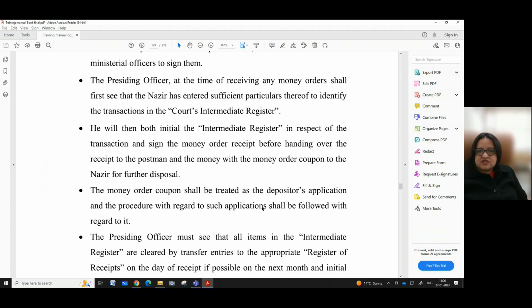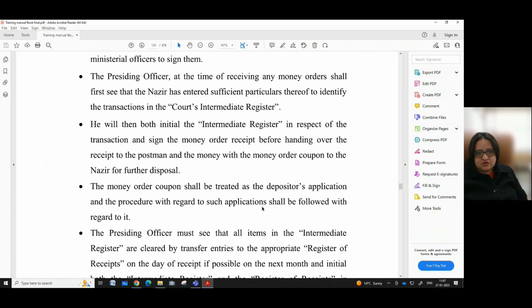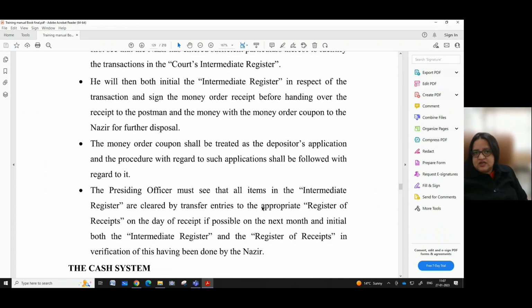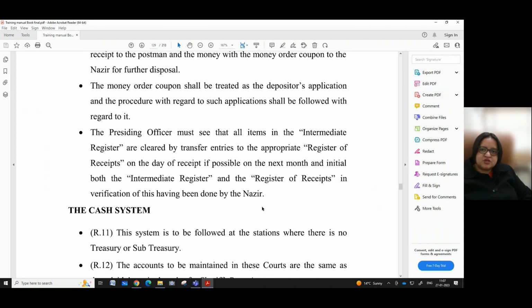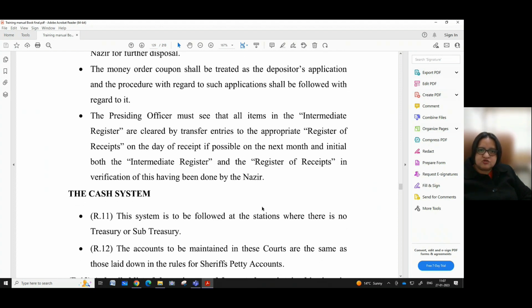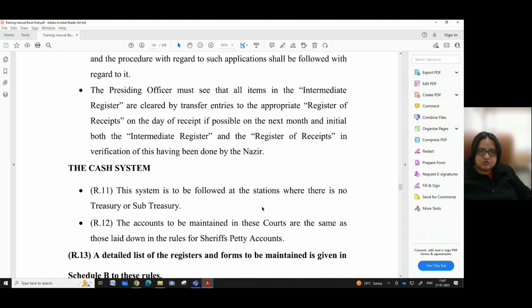The presiding officer at the time of receiving any money orders shall first see that the Nazir has entered sufficient particulars thereof to identify the transaction in the court's intermediate register. He will then both initial the intermediate register in respect of the transaction and sign the money order receipt before handing over the receipt to the postman and the money with the money order coupon to the Nazir for further disposal. The money order coupon shall be treated as the depositor's application, and the procedure with regard to such applications shall be followed with regard to it.